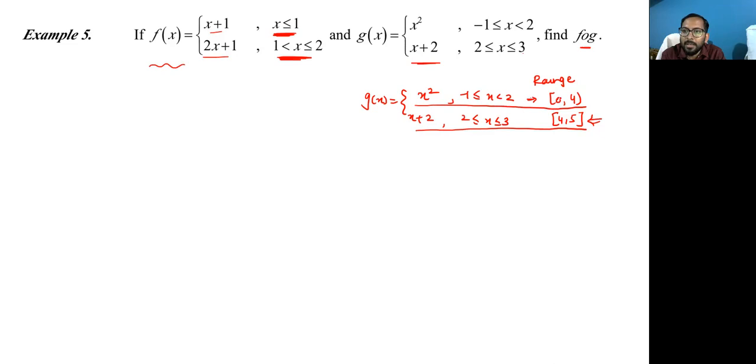We can break this range as 0 to 1 and 1 to 2. For that we need to break this domain. So g of x equals x square for x belongs to minus 1 to 1. The range of this part will be 0 to 1. Then this range is a subset of this part.